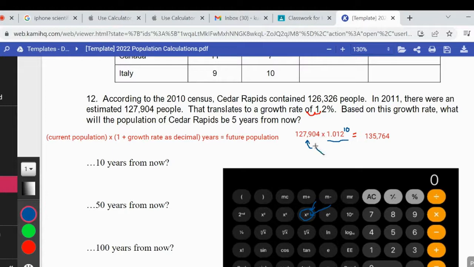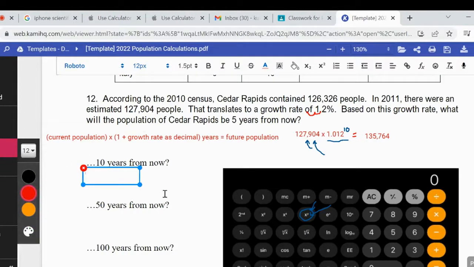And then once again, I got to multiply that by the initial population, times 127,904. This time, 10 years from 2011, or 2021, the population should have been 144,108 people.